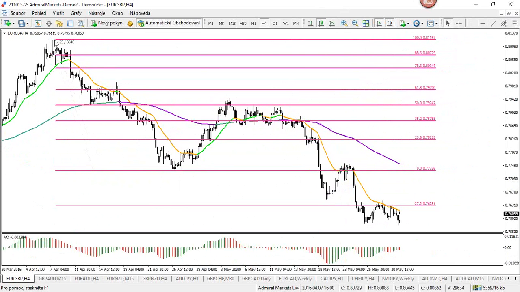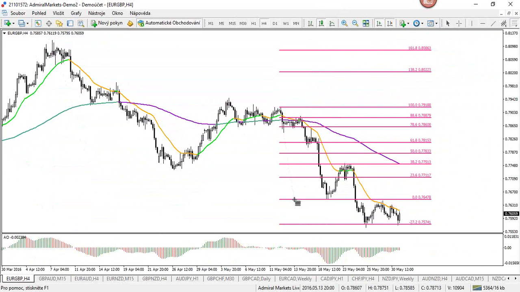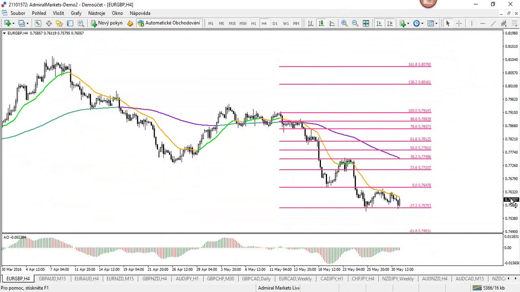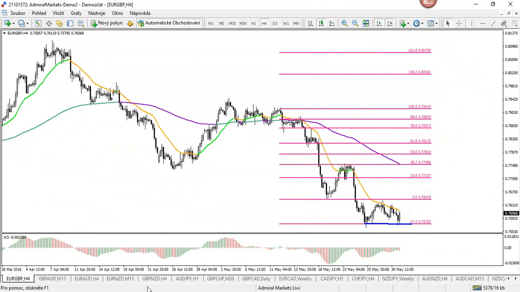Not respecting these targets all too much. Actually, let's take it away. This looks a bit better. So let's see, if we can break through the support, there could be a small continuation down to this target. Otherwise, it's in the correction at this moment.